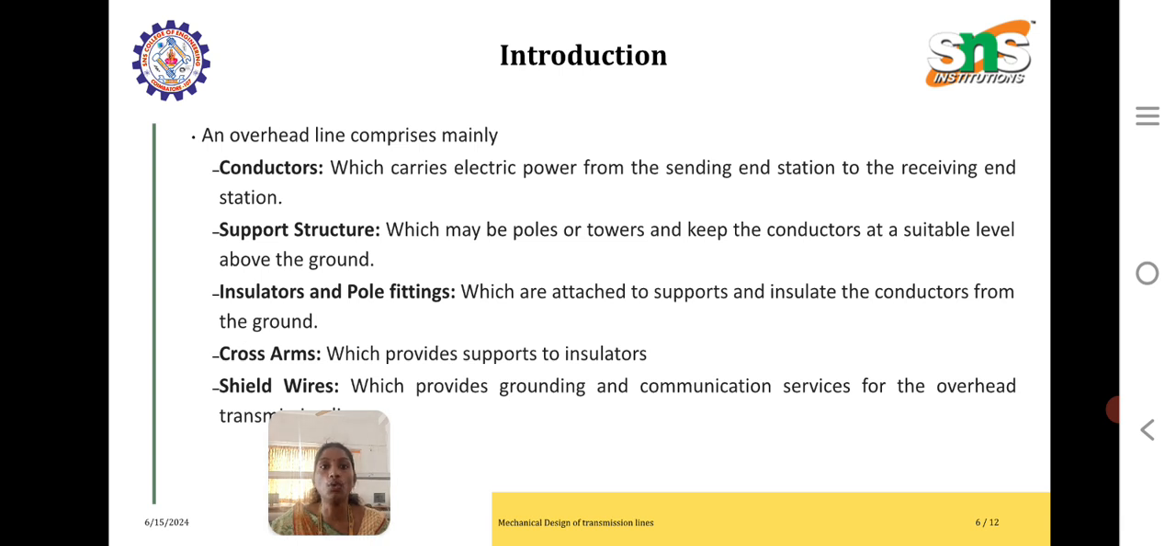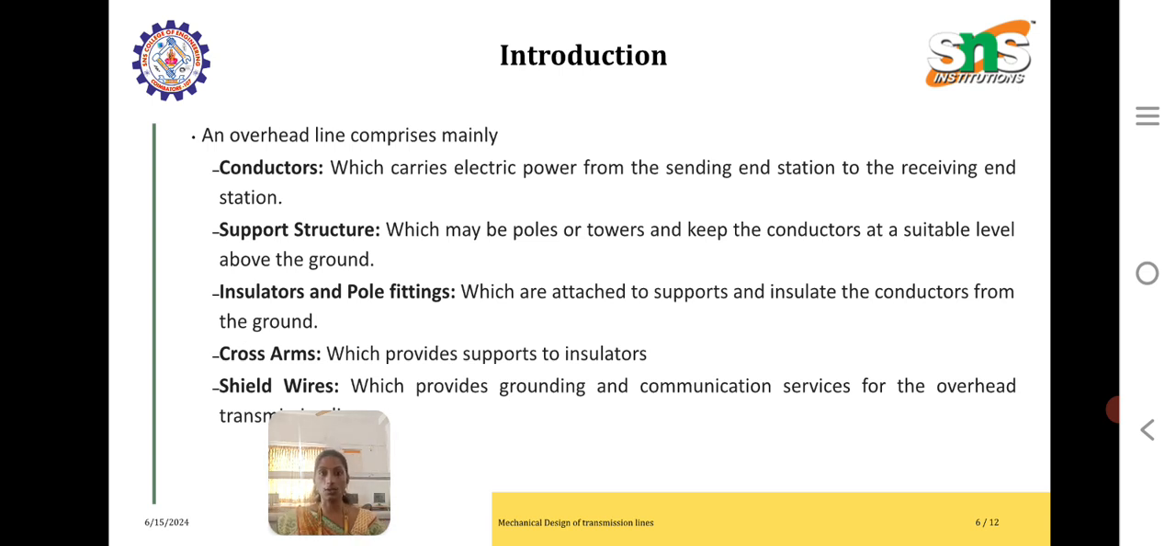Coming to the overhead line, it comprises mainly conductors. In order to have a conductor, we should have a support structure. And in order to avoid accidents, we should have insulators and pole fittings, cross arms in order to fix the insulators, and shield wires which provide grounding and communication services for the overhead transmission lines. So conductors, support structure, insulators and pole fittings, cross arms and shield wires are all very important parts of an overhead line.